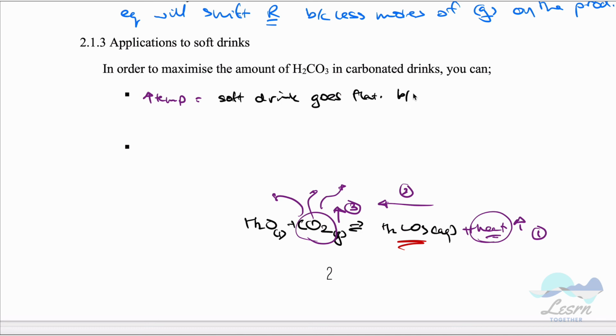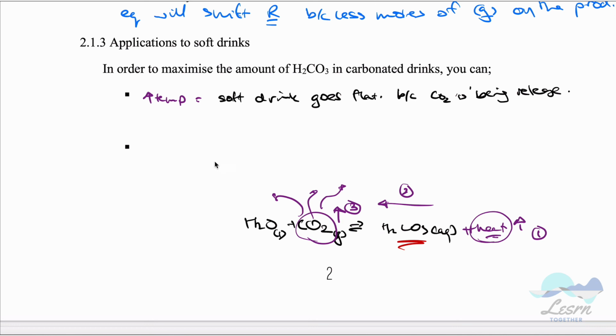It's because our CO2 is being released. And that's why, again, the opposite occurs. The soft drink tastes a lot better when you put it into the fridge, because what you're doing is decreasing the temperature, and by decreasing the temperature, you're encouraging the water and the carbon dioxide to convert into the carbonic acid. So that's why it works in reverse as well.